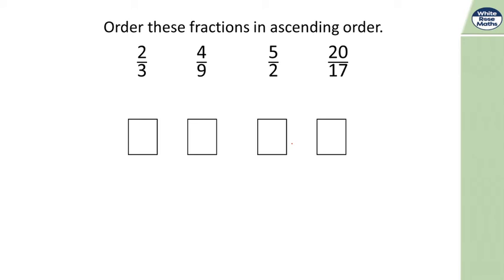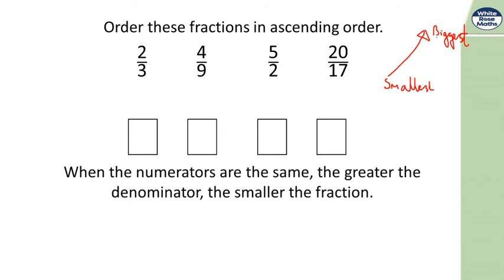Order these fractions in ascending order. Remember, ascending is up and descending is down. So we're going from smallest to biggest. Okay. When the numerator is the same, the greater the denominator, the smaller the fraction. So you can see that you can convert these, so the numerators will be the same. You can't convert the denominators, so they'll all be the same.